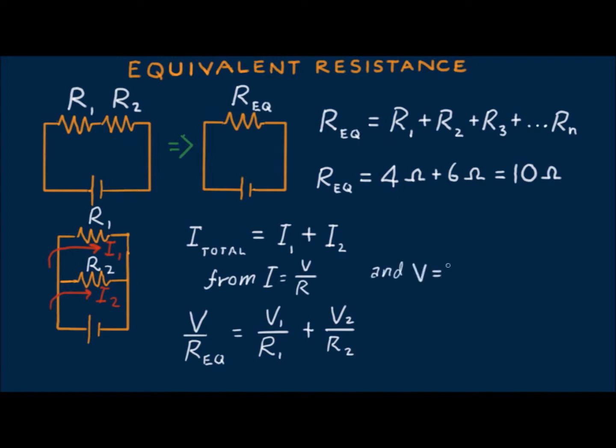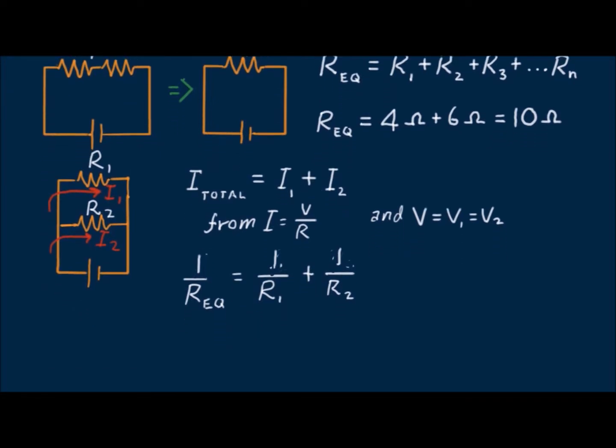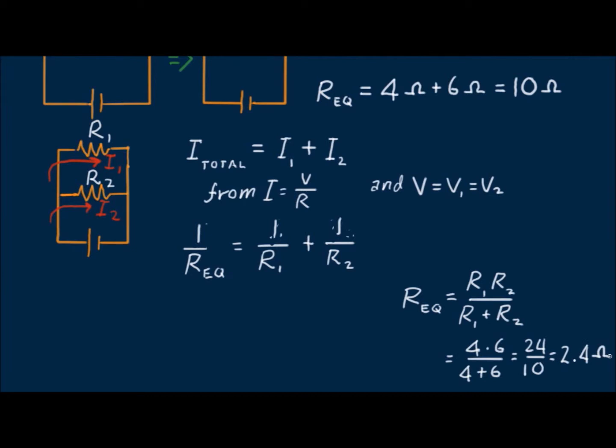And since the battery voltage is the same as the voltage across each of the branches, we can divide the equation by V and get this. So the reciprocal of the equivalent resistance equals the sum of the reciprocals of the two single resistors. More generally, the equivalent resistance of a parallel circuit with n number of resistors can be found from this extended equation.